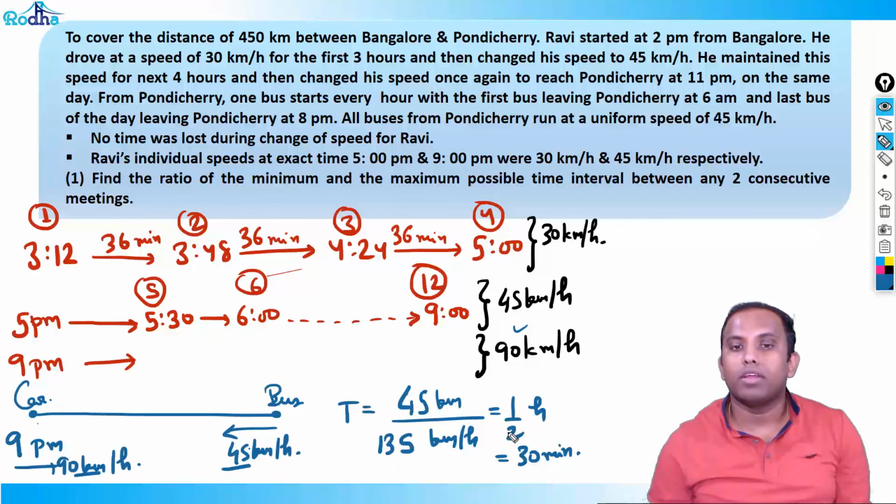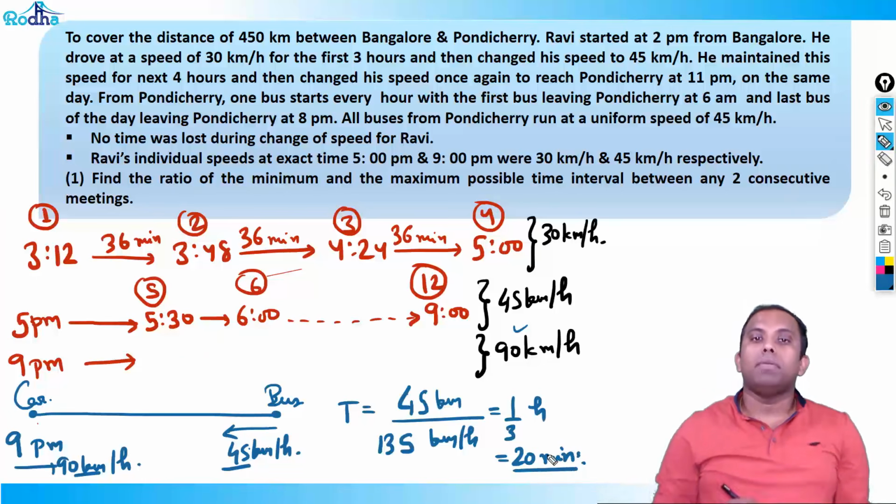That is 1 by 3 hour. What is 1 by 3 hour? It is 20 minutes. So now the time interval is 20 minutes.